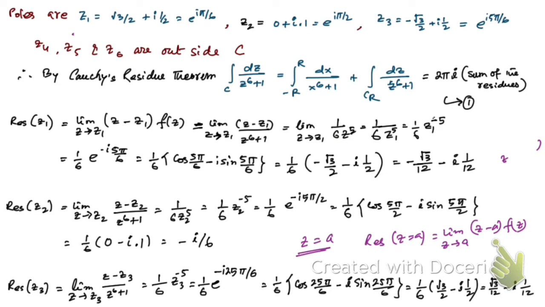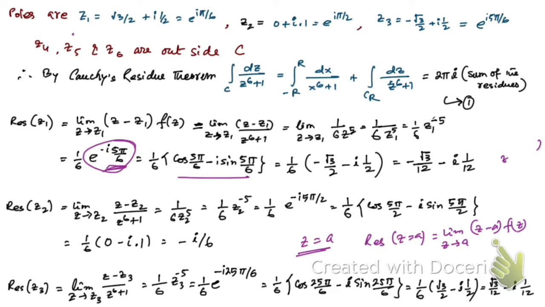And now using this limit z tends to z1, we can write 1 by 6 z1 to the power 5, which can be written as 1 by 6 z1 to the power minus 5, right? And z1 is nothing but, you can put this, z1 is equal to e to the power i pi by 6. Putting that we have got this. Now you can write this one in this form as well.